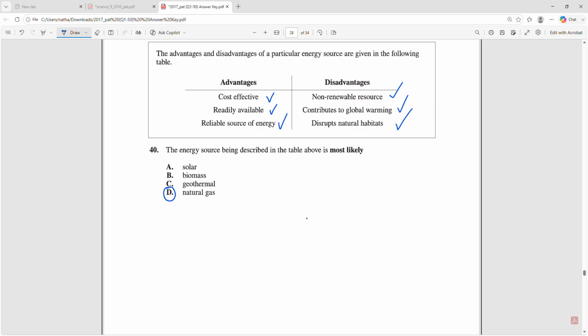The energy source being described in the table above is most likely solar. No, because that's a renewable resource. Biomass, that's a renewable. Geothermal is also a renewable resource, whereas natural gas is a non-renewable resource. It is readily available, cost effective, and reliable, but it does contribute to global warming, and disrupts natural habitats because they have to set up sites to excavate and obtain the natural gas from below the earth. And of course, it's a non-renewable. When it's burnt up and gone, it's burnt up and gone.